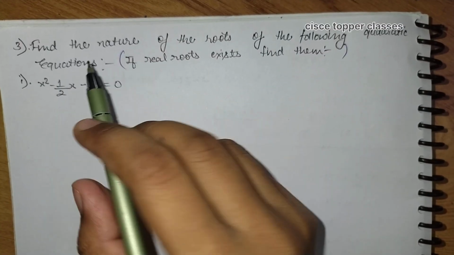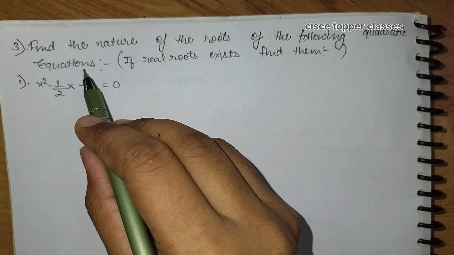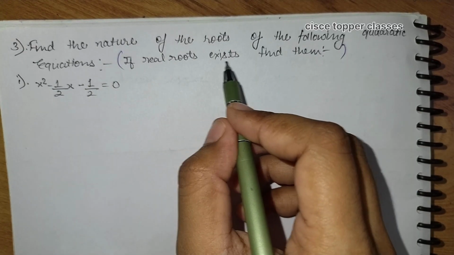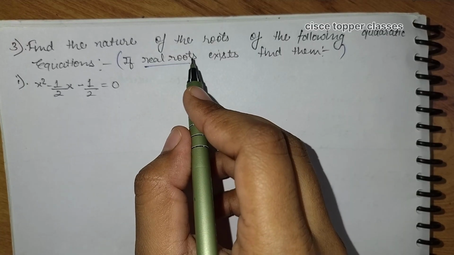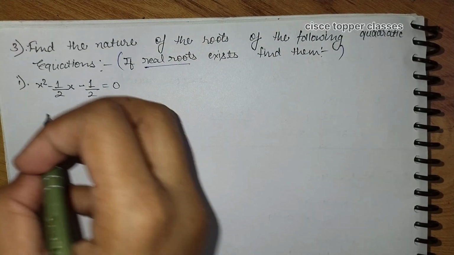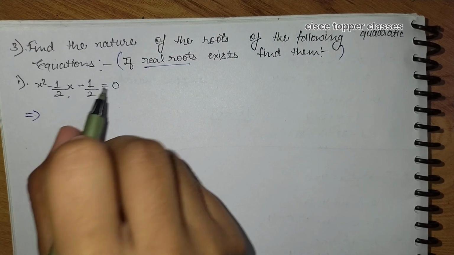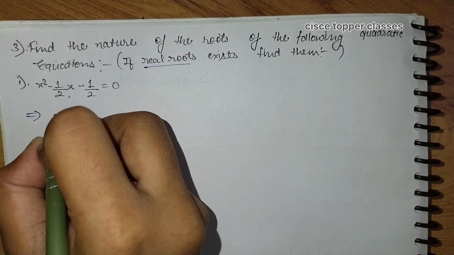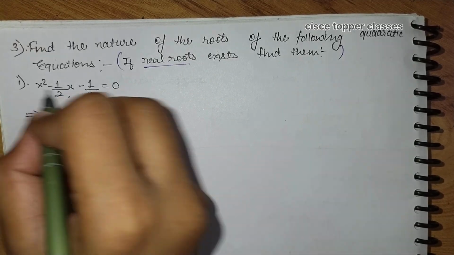Let's solve question number 3, first part. Find the nature of the roots of the following quadratic equations. If real roots exist, find them. So we know if we get real roots, then we have to find them also here. Firstly we will find whether real roots exist in this equation. So a is 1 here. Firstly, we'll take the LCM to form a quadratic type.